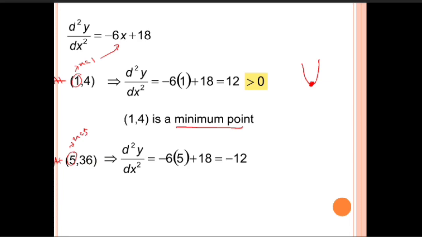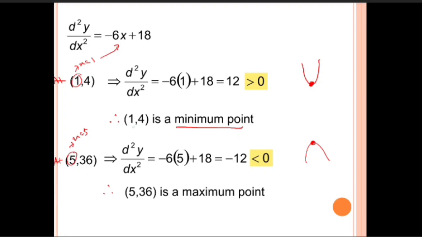When it's negative, remember, it's like you are having a negative amount of money in your account. Are you happy or are you sad? Of course, you are sad. When you're sad, you see that there's a maximum point there. So at (5, 36), it's a maximum point. So for this question, you have (1, 4) is a minimum point and (5, 36) is a maximum point. Please write your conclusion clearly.